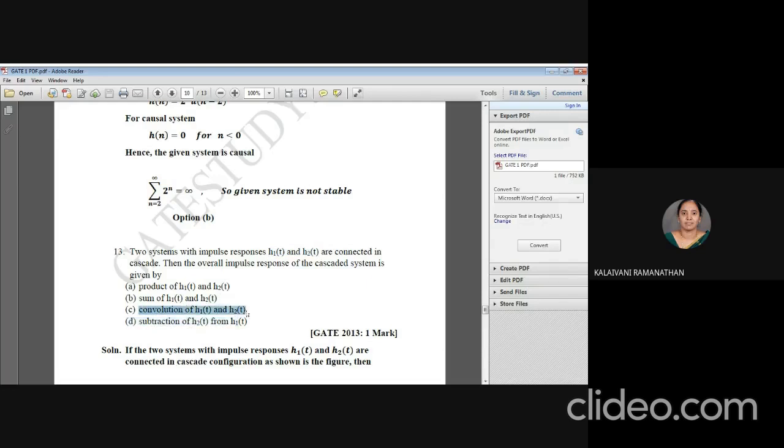When you connect both of them in parallel, you get the output as the sum of h1(t) and h2(t). Since they are connected in cascade, option C is correct.